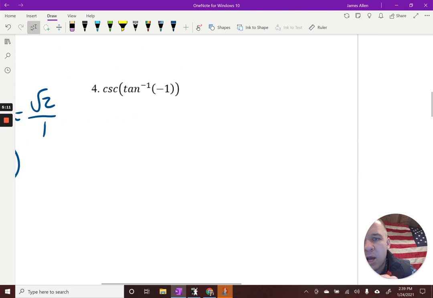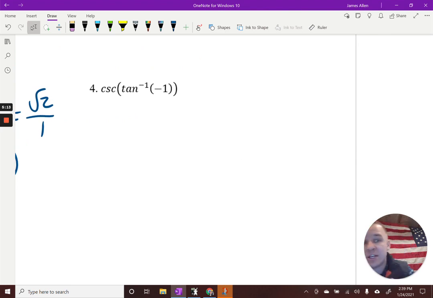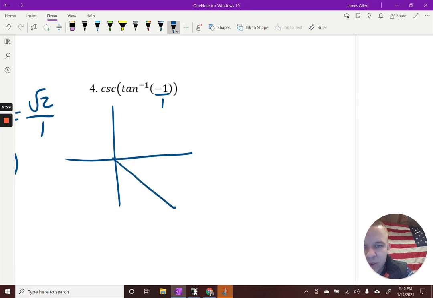Next one. Cosecant of inverse tangent of -1. Okay, so the inverse tangent function is negative in the fourth quadrant, right? So it's restricted to that. I'm going to go ahead and draw that. You can think of this as -1/1. And if I draw that triangle, opposite, adjacent, that hypotenuse is root 2, right? I recognize it. It's a 45, 45, 90 triangle. So this is going to be -pi/4. That's what that is.